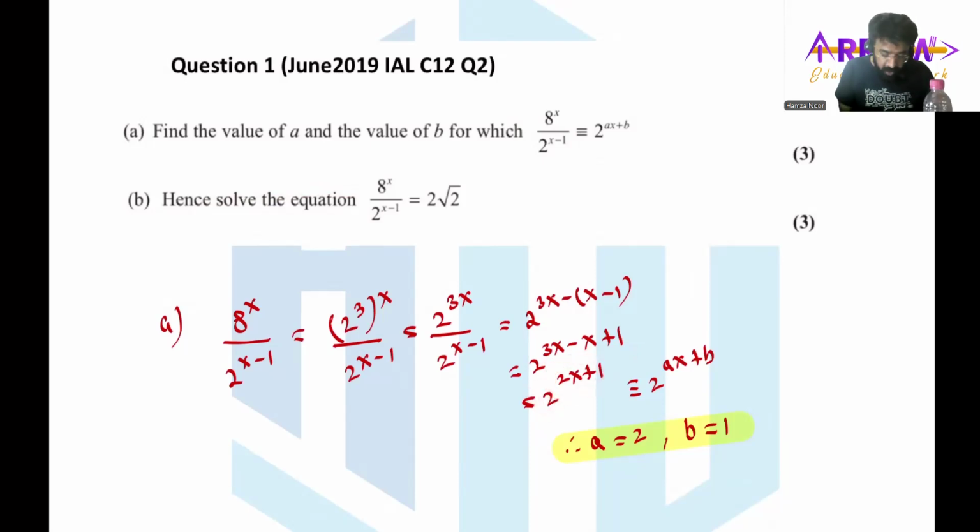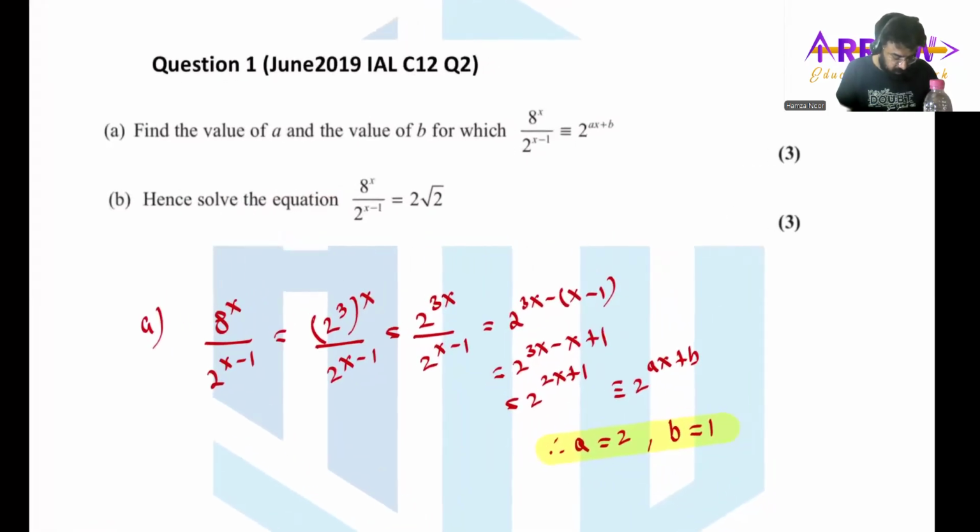Now we just need to make a comparison with the form 2 raised to the power of ax plus b. Therefore, a is equal to 2 and b is equal to 1. In the power we can see that the coefficient of x is a and the coefficient of x is 2. Therefore, a is equal to 2, and in the power this constant b is compared with 1. Therefore, b is equal to 1. All right, so this was the solution of part A.